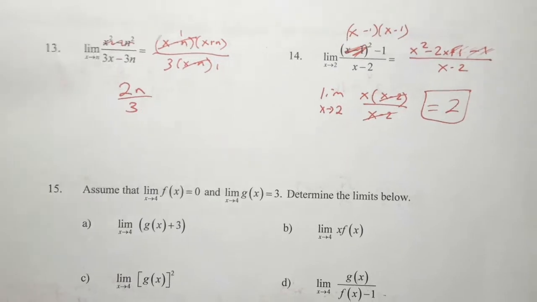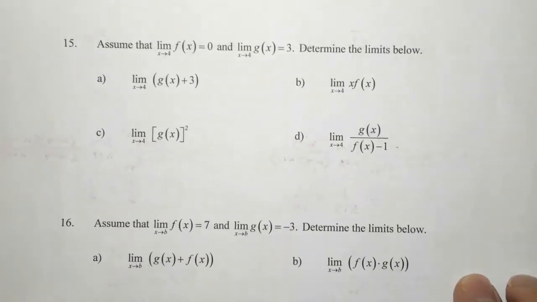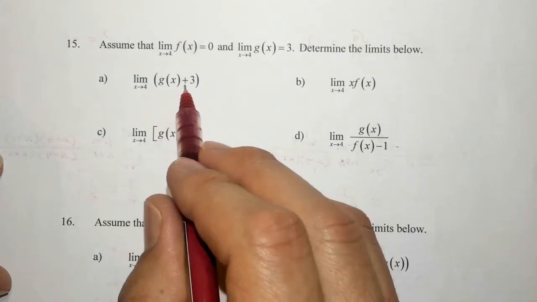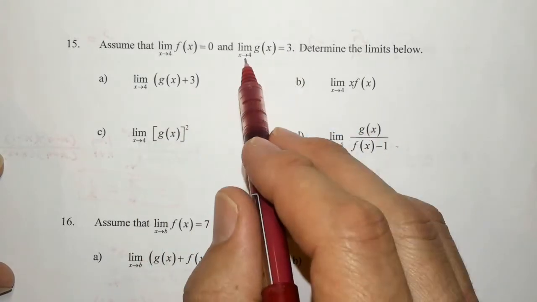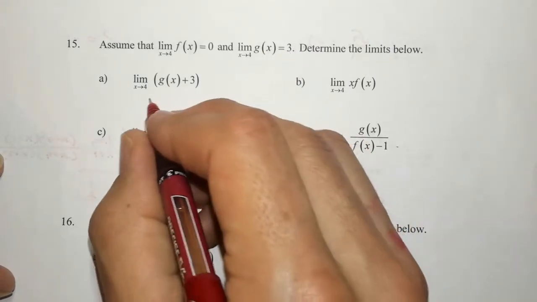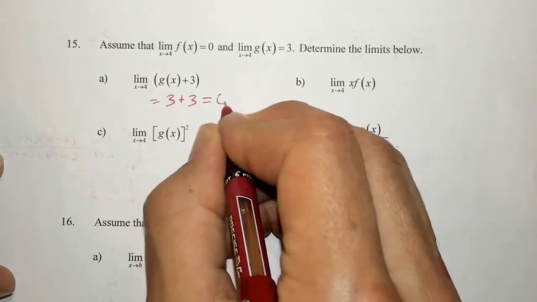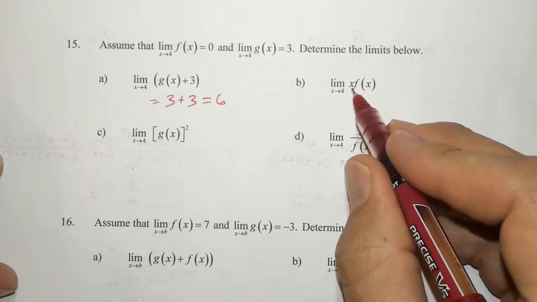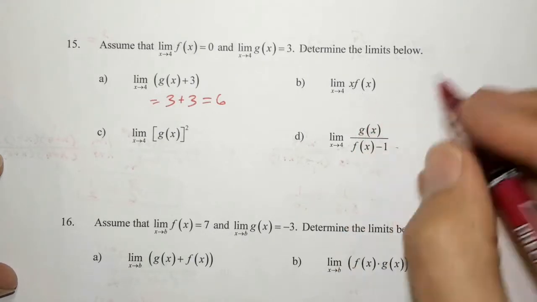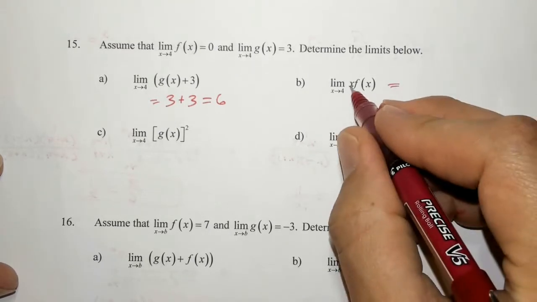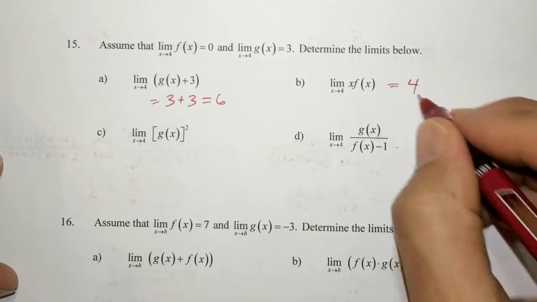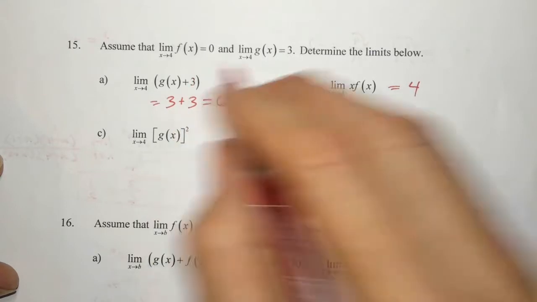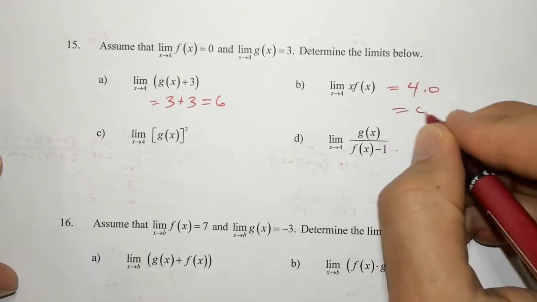Alright, 15 and 16 we can whip through rather quickly. 15a, the limit as x approaches 4 of g of x plus 3. Well, limit as x approaches 4 of g is 3, so this is just 3 plus 3, or 6. Part B, the limit as x approaches 4 of x times f of x. Well, we plug in 4 for x, so we have 4, and then we take the limit as x approaches 4 of f of x, which is 0. 4 times 0 is 0.